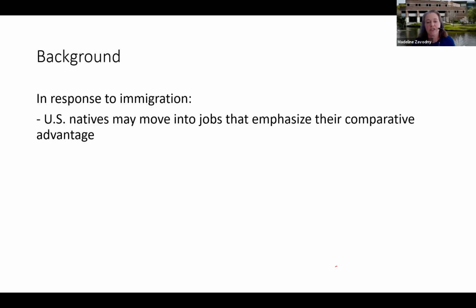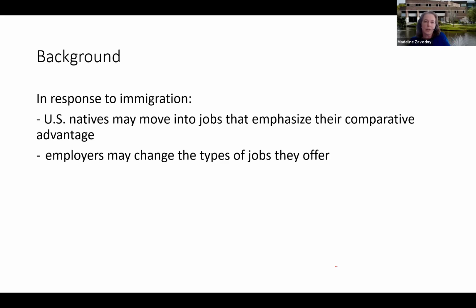All right. Just to give you a little more background, we don't have a formal model within the paper, but just to think about in theory, what would we expect to happen to natives as a result of immigration? The first thing is we would think that the labor market is getting bigger in the United States as a result of immigration. And if the immigrants coming in are different from U.S. natives, we would probably expect U.S. natives to move into jobs that are their comparative advantage. Since U.S. natives tend to speak English better than immigrants, we would expect that jobs that emphasize communication skills, particularly speaking, writing, and communicating in English, are going to be their comparative advantage relative to the immigrants.